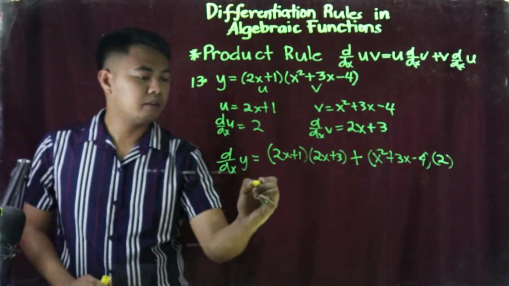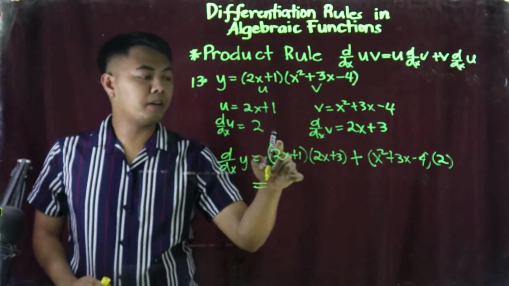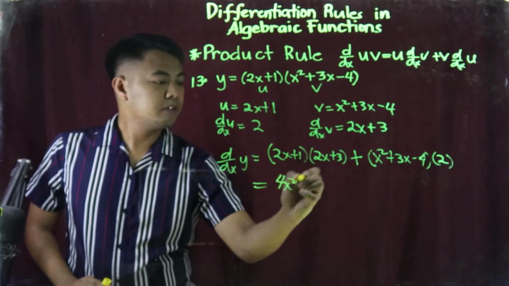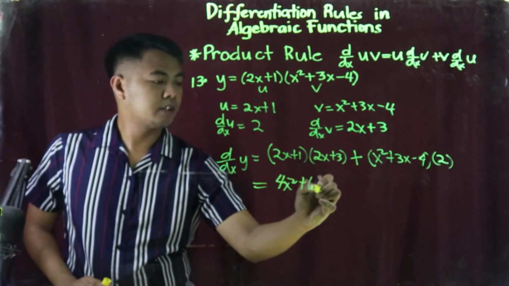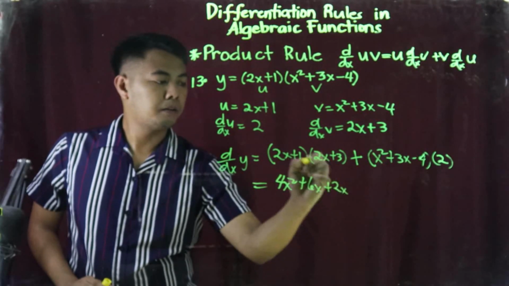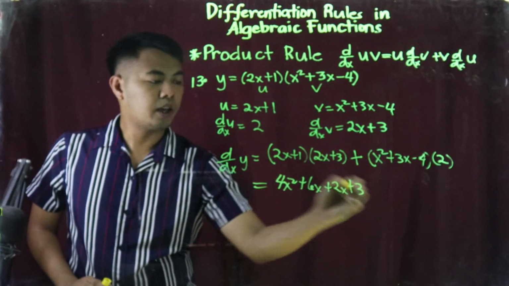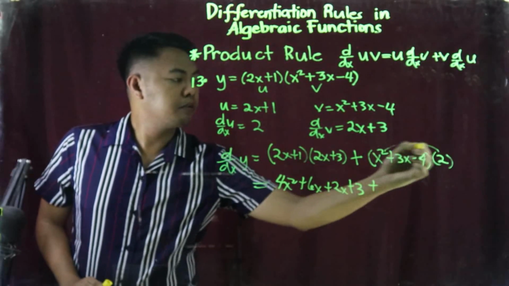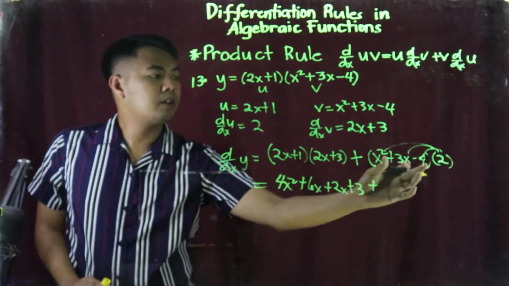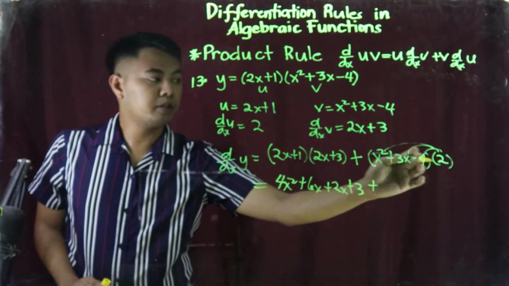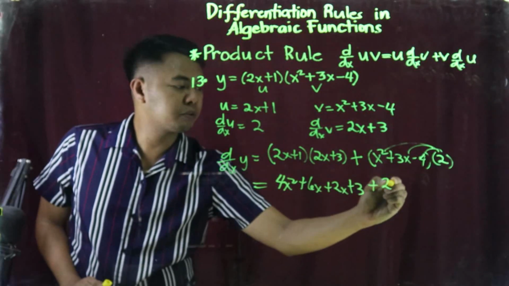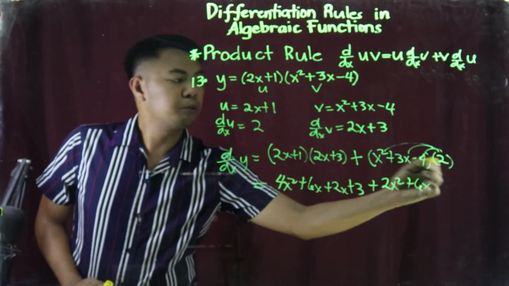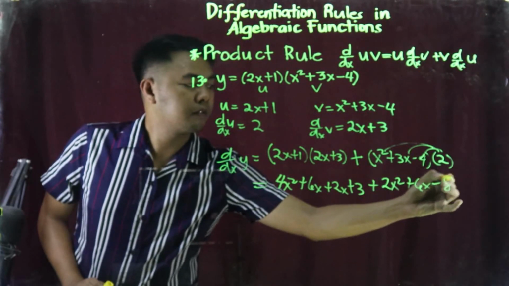Then simplify. So in this case, we're going to apply the FOIL method. So this will become 4x squared plus 6x plus 2x plus 3. I just use the FOIL method. So here, distribute 2 to the x squared plus 3x minus 4. So 2 times x squared, we have 2x squared. 2 times 3x, that is 6x. 2 times negative 4, that is negative 8.